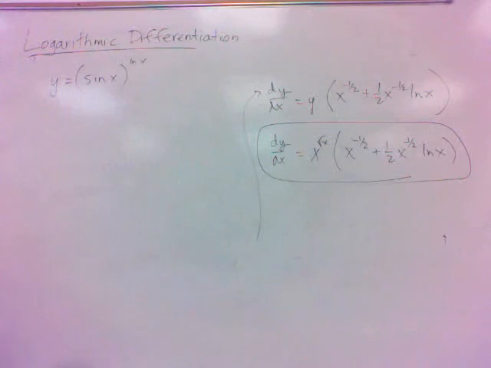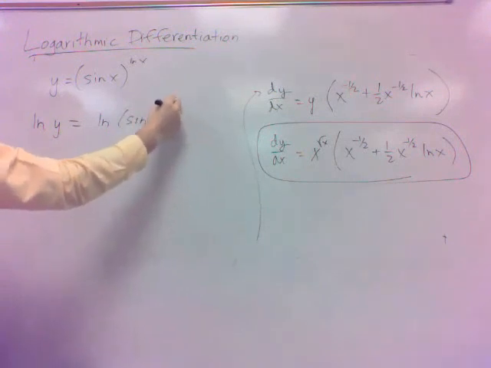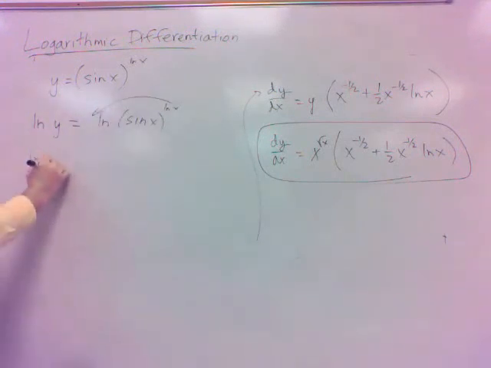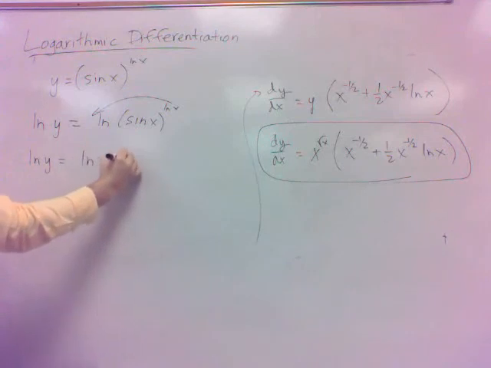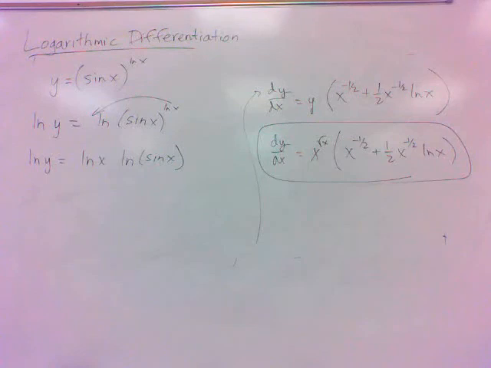So what was that first step? Ln both sides. And then that'll get that power out of there. So it'll be ln of y equals ln of x times ln of sine of x. d/dx both sides. So this will stay basically the same every time, won't it? The d/dx of that is 1 over y dy/dx, or y prime, whatever you want to write there.